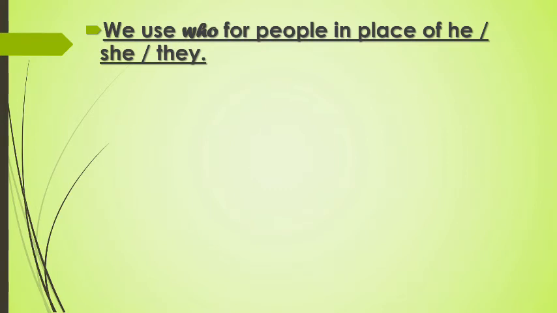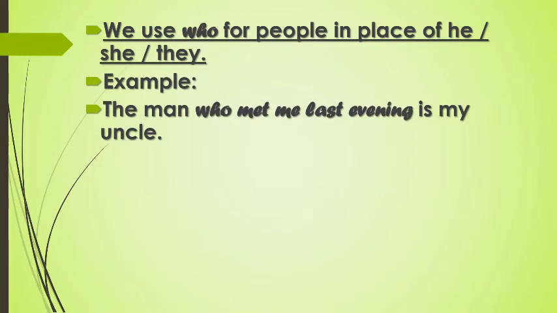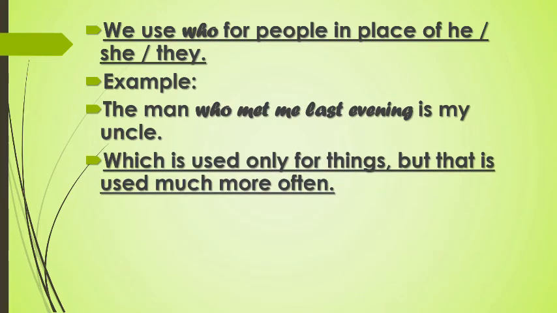We use who for people in place of he, she, they. For example, the man who met me last evening is my uncle. Here, who met me last evening is the relative clause.